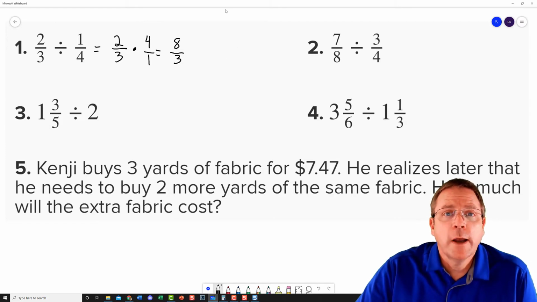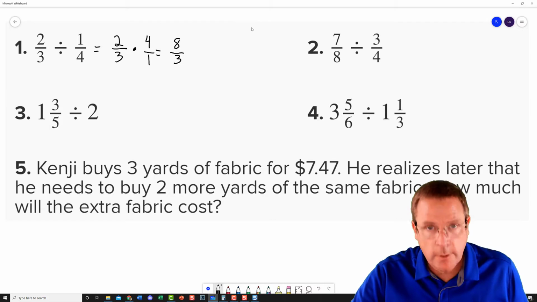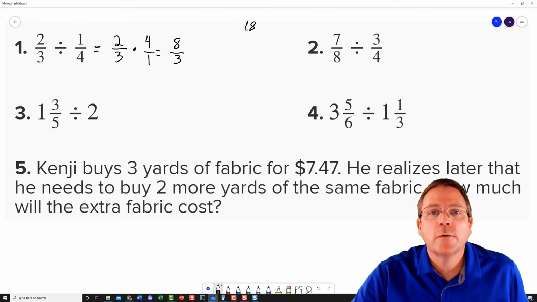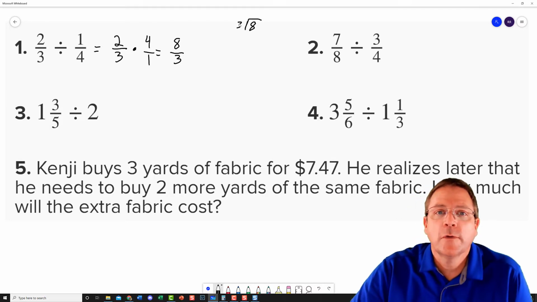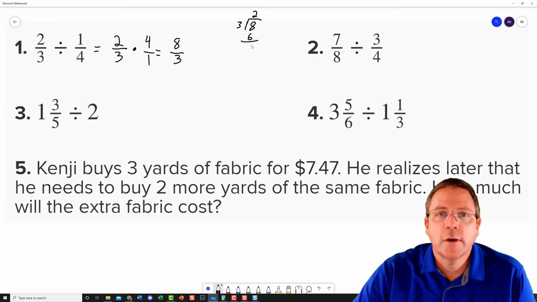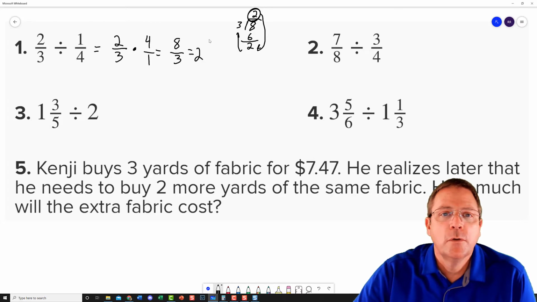For an improper fraction, we're going to have to do the round robin, where we put the first number in the house. Let me bring that down a little bit. First number goes in the house. Second number goes outside the house. 3 goes into 8 2 times. 2 times 3 is 6, with 2 left over. So your answer, round robin, is 2 and 2/3. 2 and 2/3 for the answer of that one.